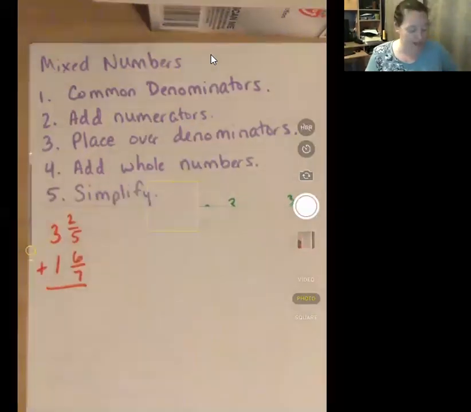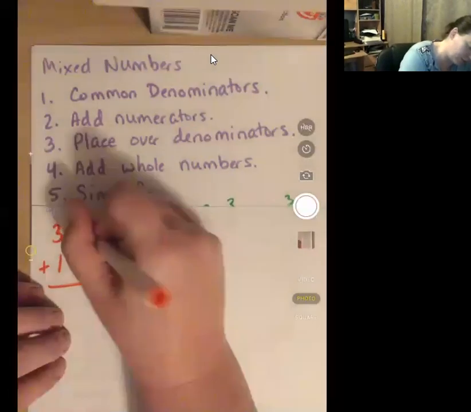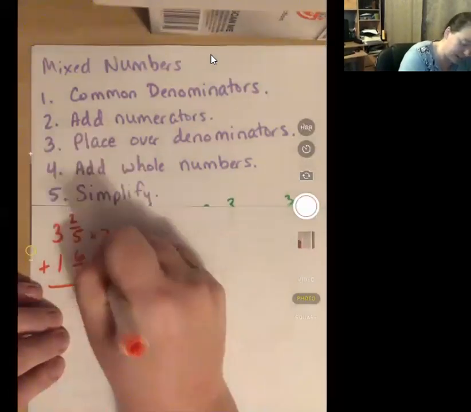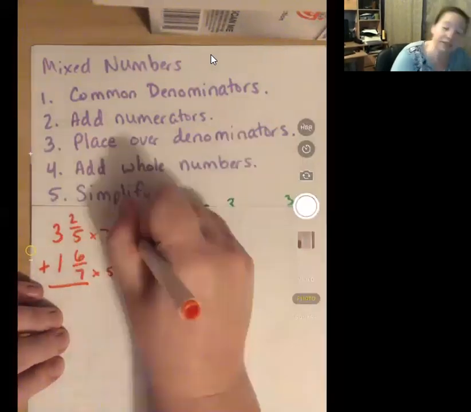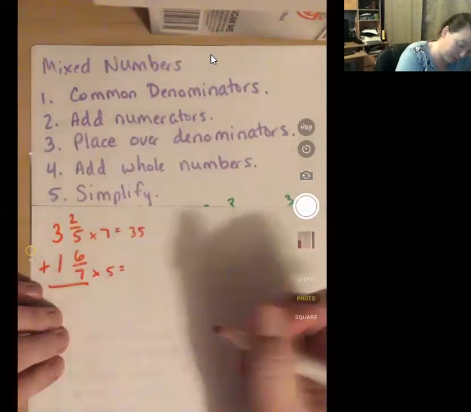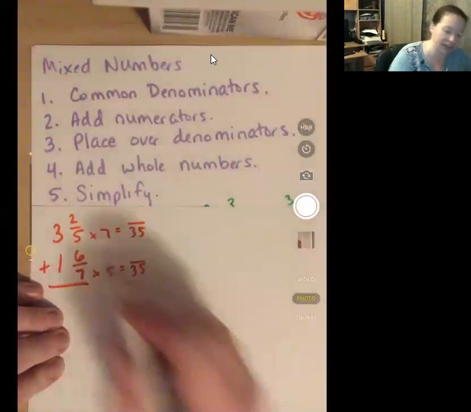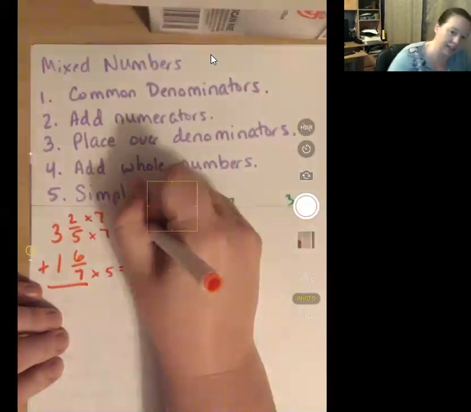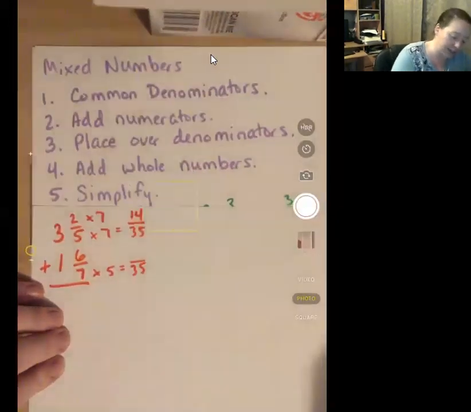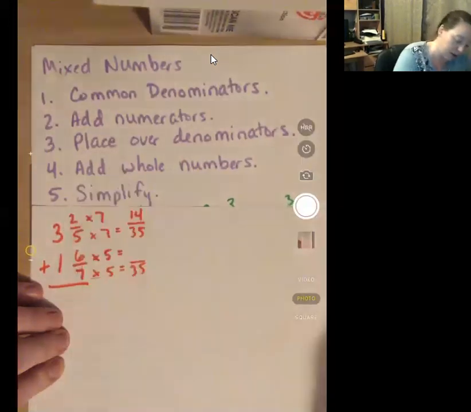The 5 and the 7 are different. They're not common denominators. They have nothing in common, so we're going to multiply them by each other. 5 times 7, 7 times 5. 5 times 7 is 35, and 7 times 5 is 35. Whatever you do to the bottom, you have to do to the top. I multiplied the 5 by 7, so I have to multiply the 2 by 7. 2 times 7 is 14. I multiplied the 7 by 5, so I'm going to multiply the 6 by 5. 6 times 5 is 30.